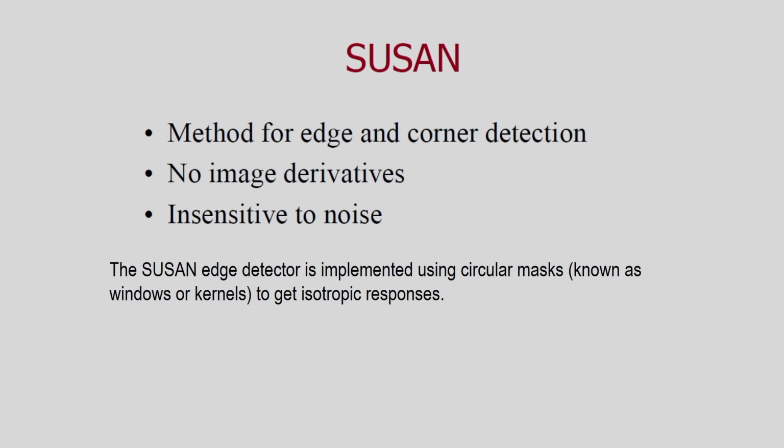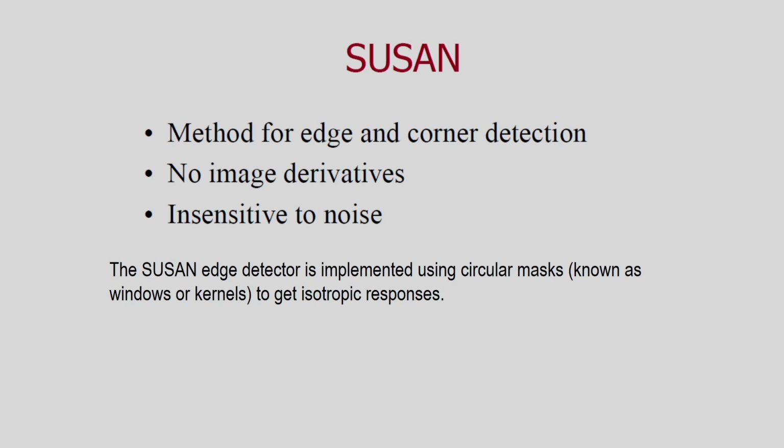The first method I am going to discuss is the SUSAN corner detector. This is a method for edge and corner detection, and in this case I need not compute image derivatives, and also it is insensitive to noise. The SUSAN detector is implemented using circular masks that I can consider as windows or kernels to get the isotropic response.